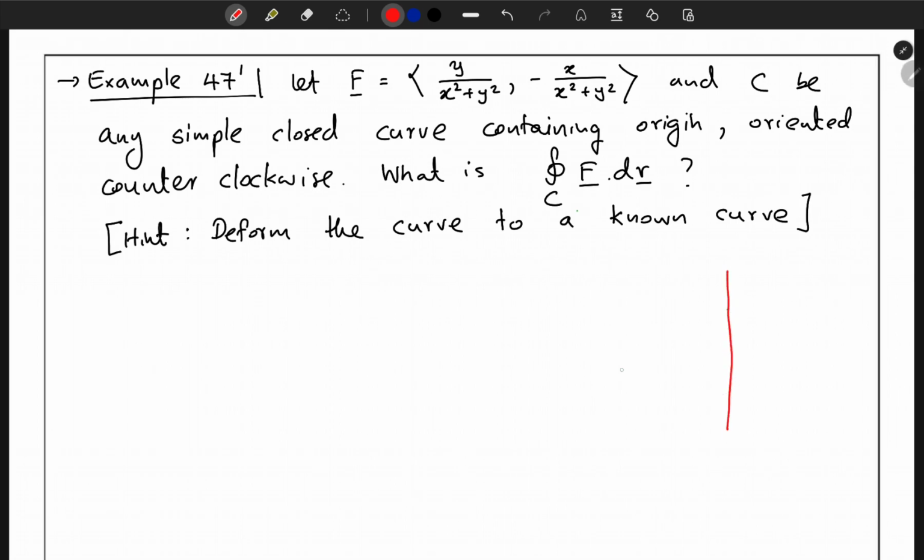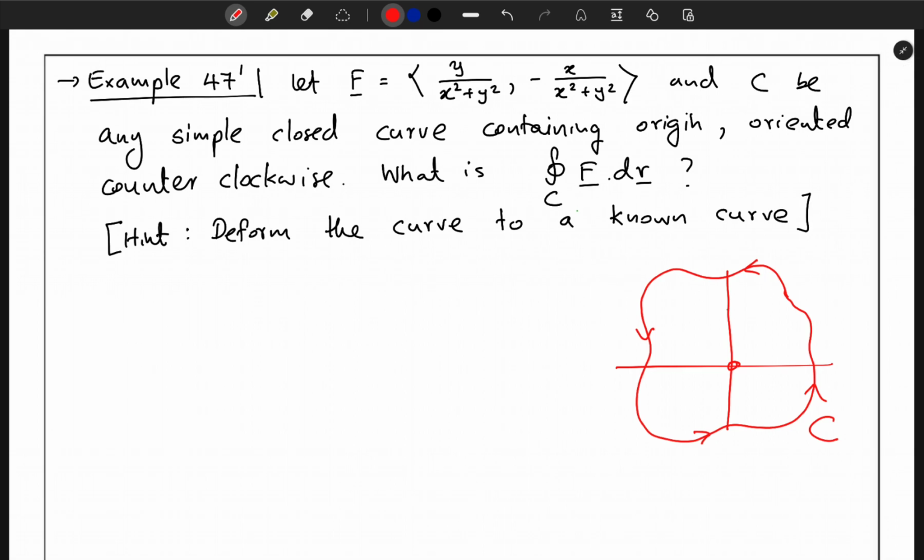So the picture is, you can pick any simple closed curve in counterclockwise direction. Now there is a bad point at the origin. So there is a bad point inside the curve C. Okay, so this is not a simply connected region. Therefore, what we do is, and actually there's a hint saying deform the curve to a known curve.